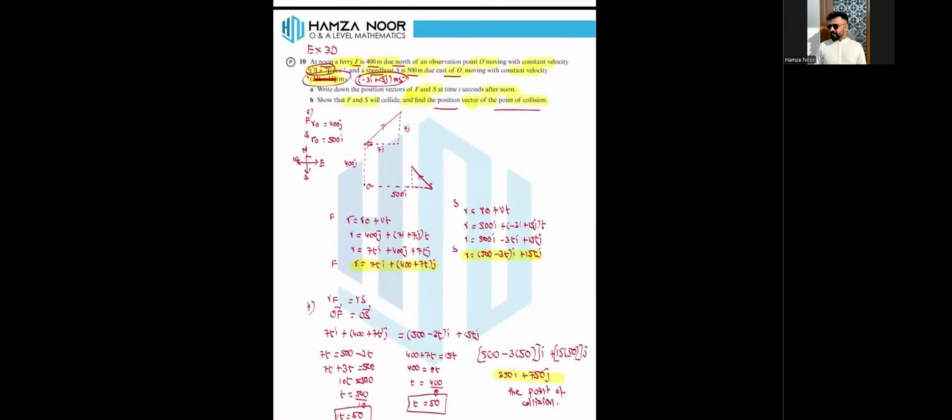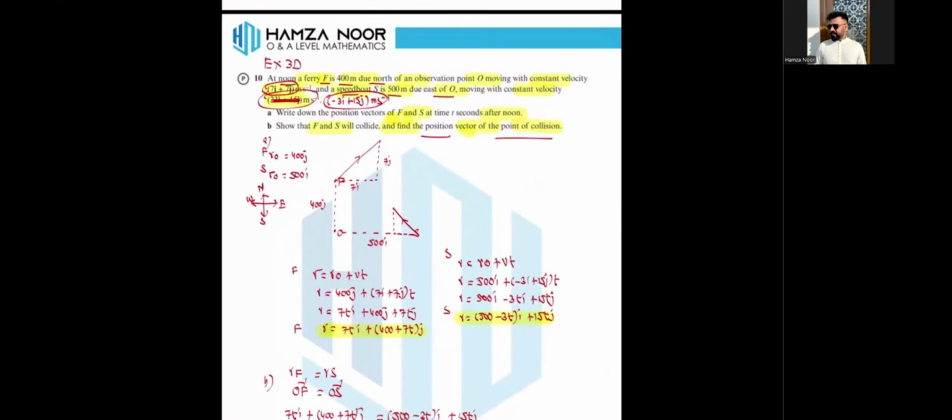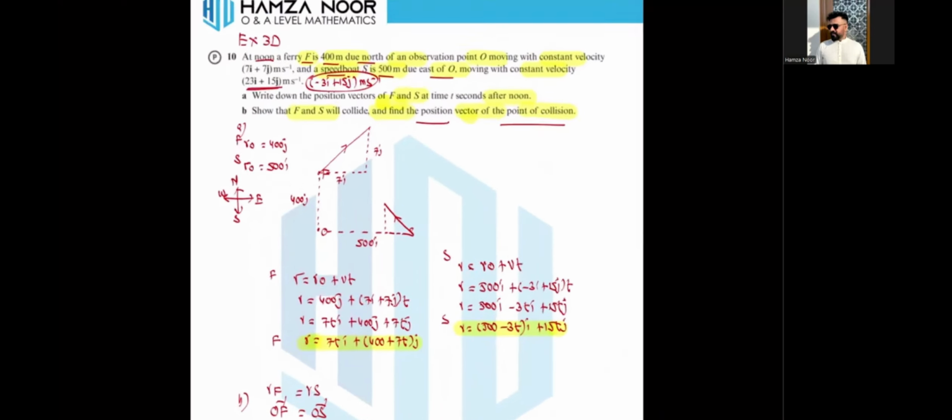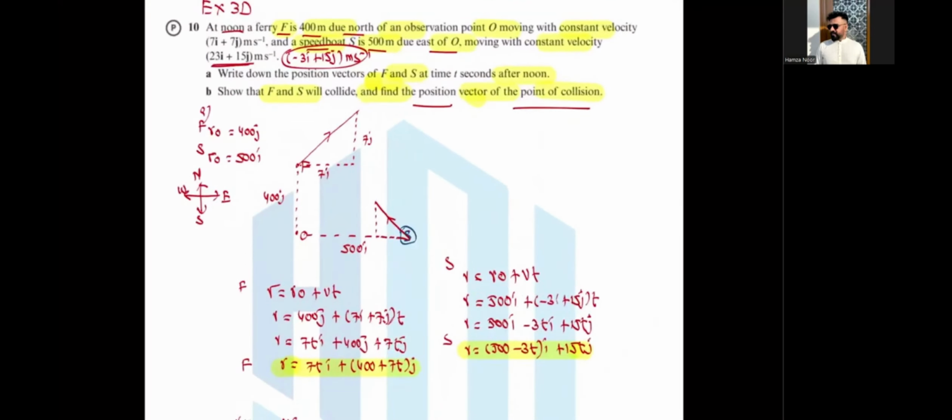Now I'm going to give some explanation over here on why 23i plus 15j was incorrect. One reason is that, if you used 23i plus 15j, you would not be able to get the same value of t by equating the i and j components with each other. And the other thing is that if you used this 23i plus 15j as the constant velocity vector for the speedboat, this essentially means that initially the speedboat was over here, due east of origin, 500 meters. So 23i plus 15j means horizontally you are going 23 units.